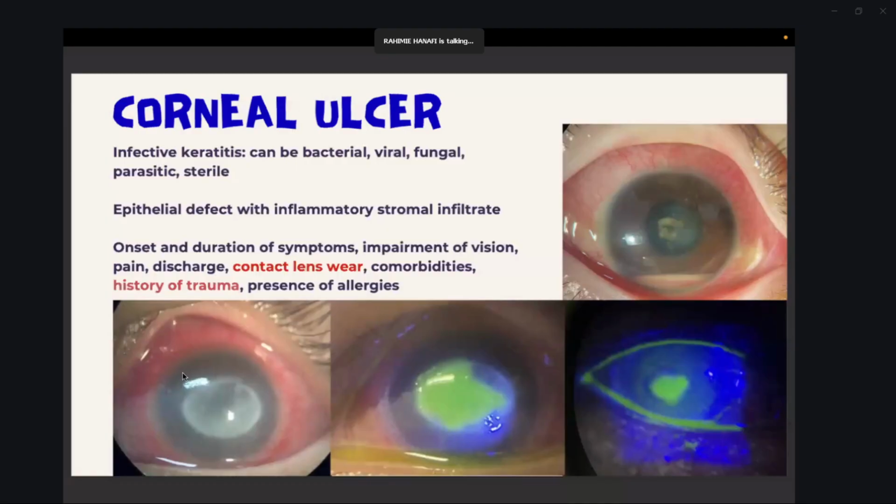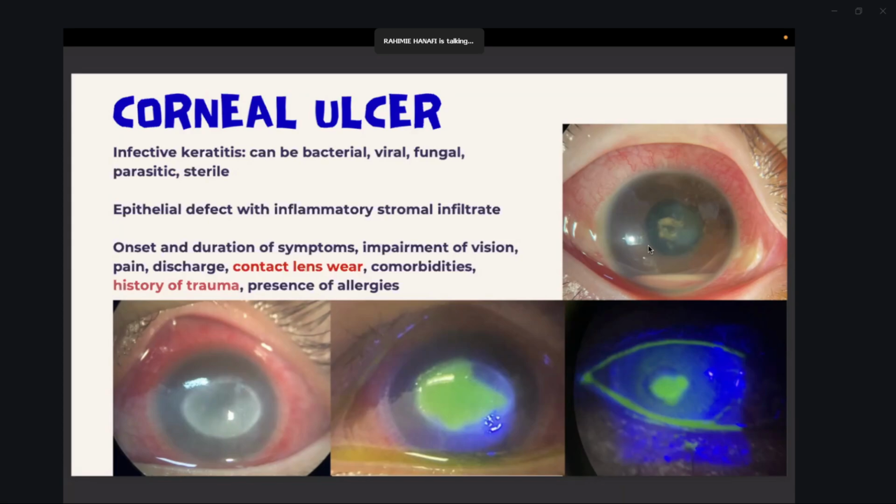If you look at the most left photo and the one next to it, they are from the same eye. This one is without stain. You can see there is an opacity and haziness centrally. This is a contact lens related corneal ulcer. And when we stain it with fluorescein, you are able to see there is actually a huge epithelial defect here.